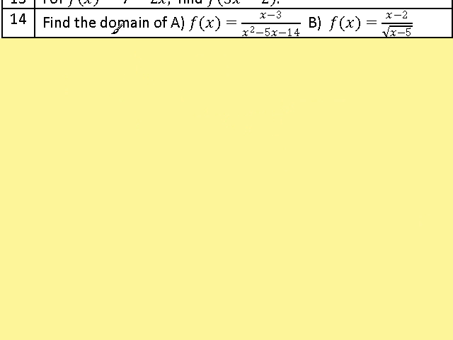Number 14 is a find the domain question. Now remember, the domain is basically all possible x values. All right, so let's look at this first function in part A. I'm going to factor the denominator because I know that x values that make the denominator 0 must be excluded from the domain. So let's factor this. This factors as x minus 7, x plus 2. Let's just make sure that's correct. The middle term, minus 7x plus 2x, gives us this minus 5x.